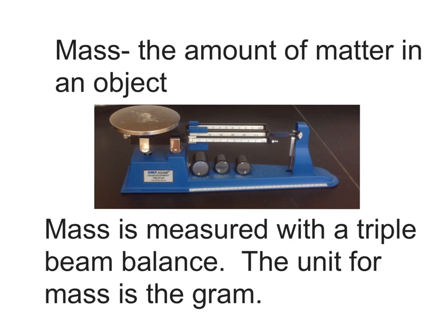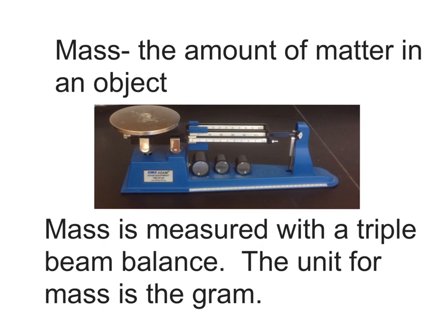Mass is the amount of matter in an object. It's similar to weight, and on Earth you can think of it as very similar to weight, but weight depends on gravity and mass does not. So in the science lab, we usually measure the mass of a substance.